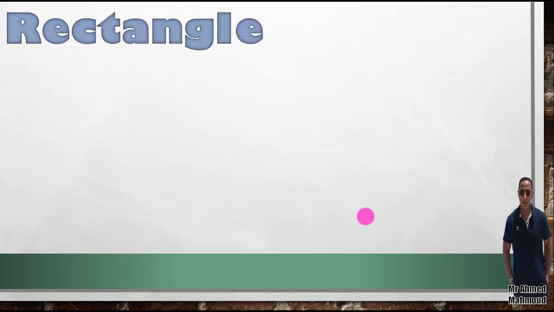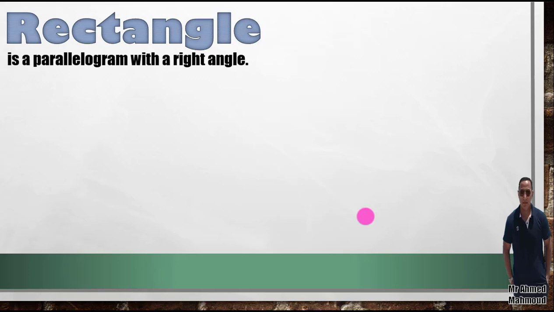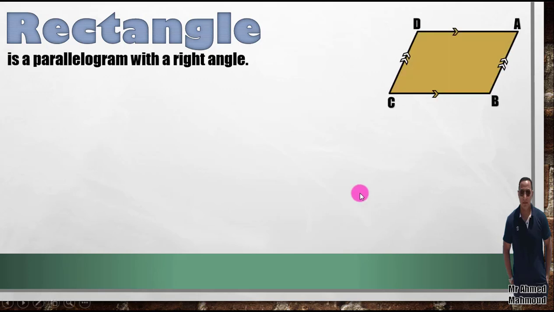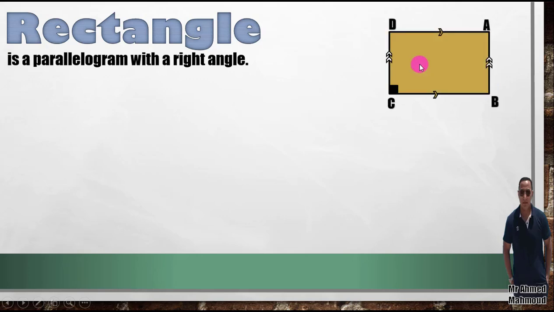First, we start with the rectangle. The definition of the rectangle is a parallelogram with a right angle. So, the rectangle originally is a parallelogram like this. And if I make a change in one of its angles, from acute to right, the whole shape will be changed like this. Again, if I have a parallelogram and I change one of its angles to make it right, the whole parallelogram will be changed into a rectangle.